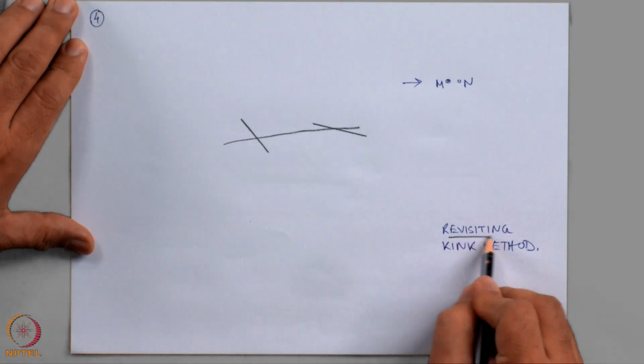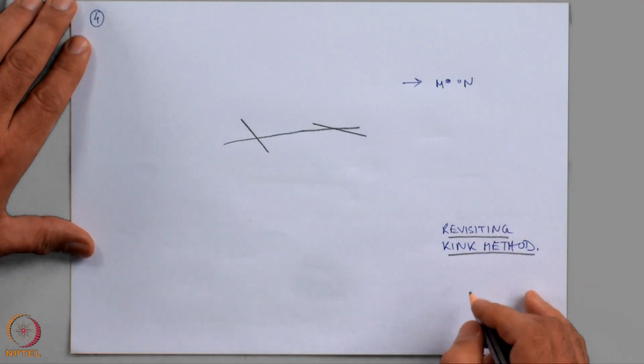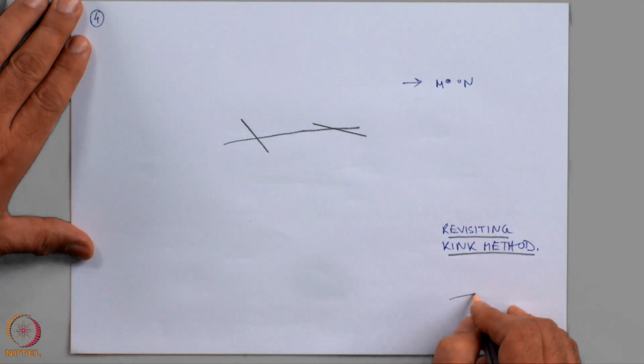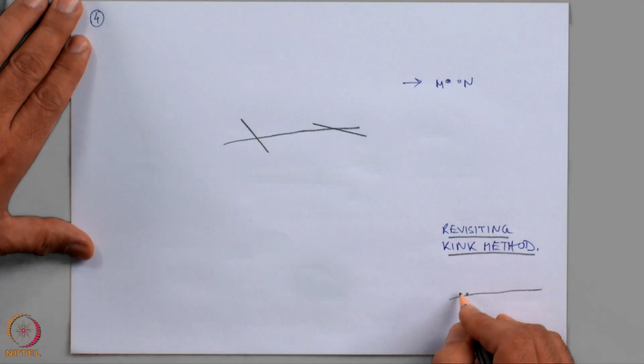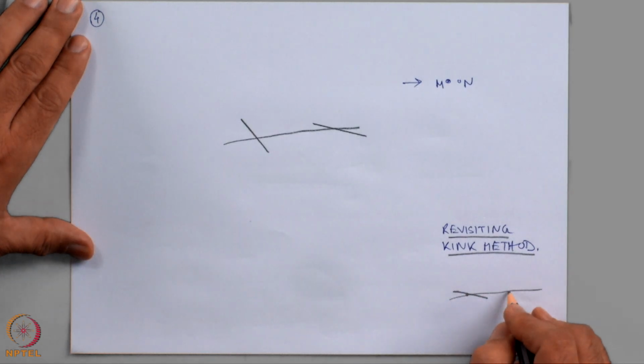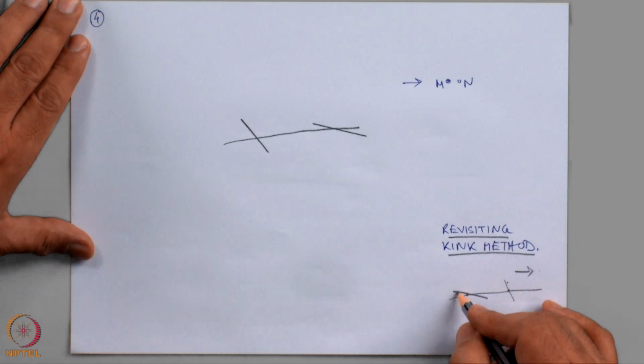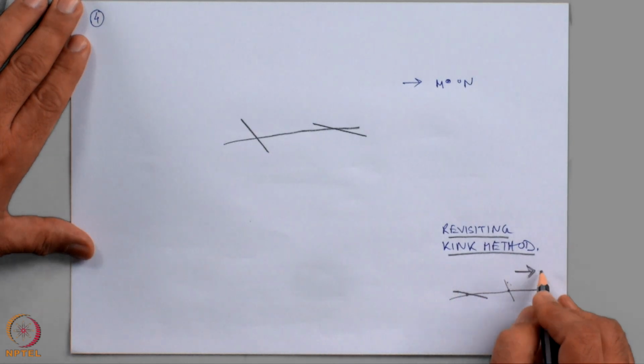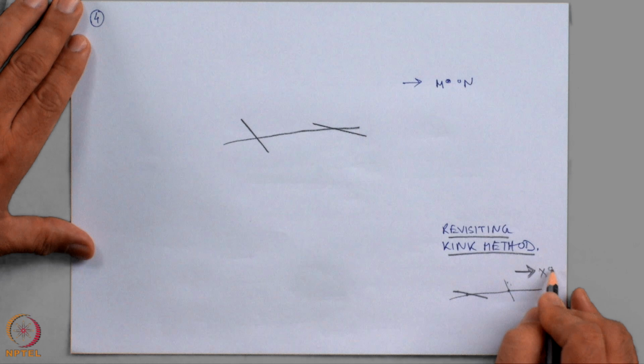Let us revisit the kink method. In the previous example, a few lectures back, I demonstrated a case where the lithological contact on the left hand side is dipping at a gentler angle than that on the right hand side, which is dipping at a steeper angle, and both of them are dipping towards the same dip direction, and I write, say, x degree north.